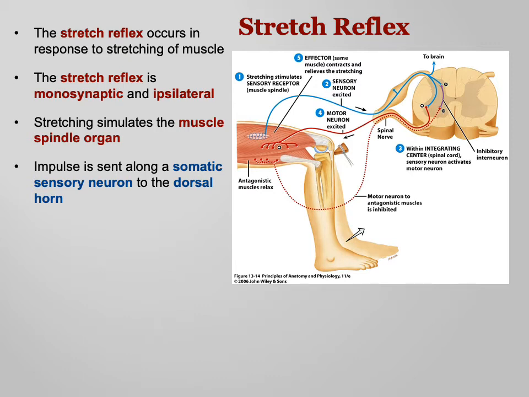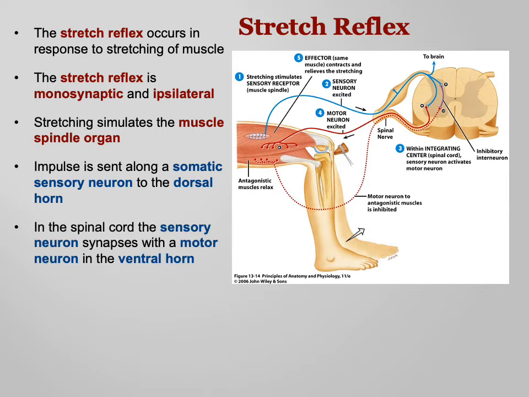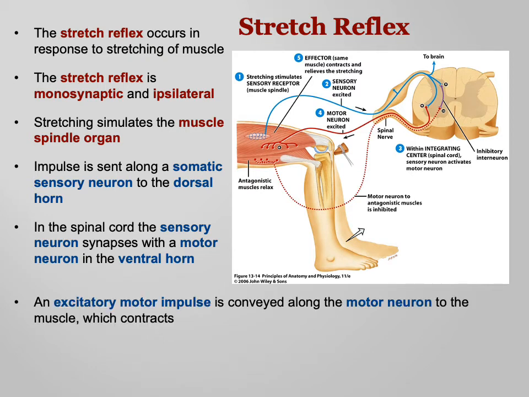And so, as a result, the impulse is sent back to the muscle, telling the muscle to contract. So notice that's negative feedback. We started with the muscle stretching. The feedback loop causes the muscle to contract and restore things to normal again. So spinal cord, the sensory neuron synapses with the motor neuron on the ventral horn. An excitatory motor impulse conveyed along the motor neuron to the muscle, which contracts, and that counteracts the stretch.